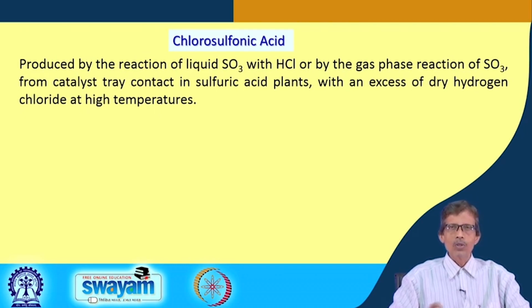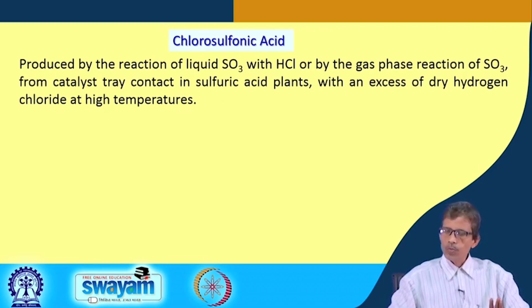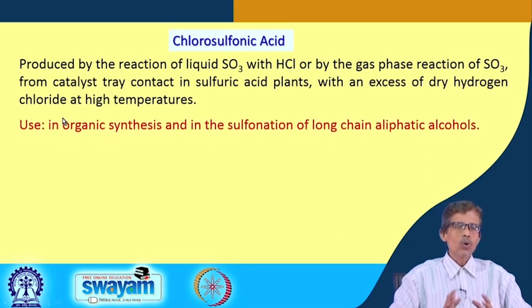The only thing is that you have to introduce HCl as a gas, with an excess of dry hydrogen chloride at high temperature. The reaction for this conversion is fast enough at high temperature, and you must have it dry, no moisture, no water vapor in it. So, dry hydrogen chloride can react with sulfur trioxide, giving you chlorosulfonic acid. Where do we use this chlorosulfonic acid? In organic synthesis, and now in sulfonation.